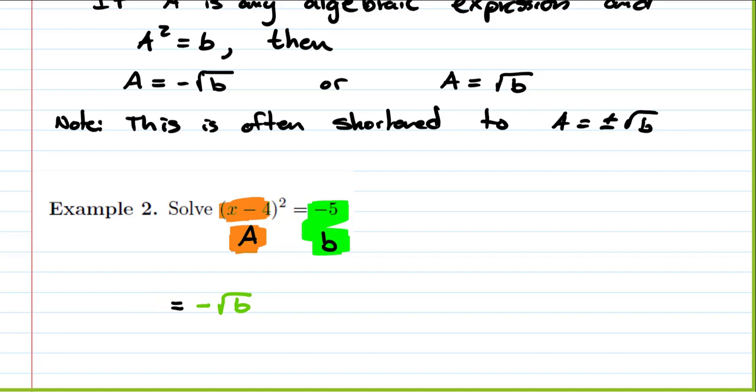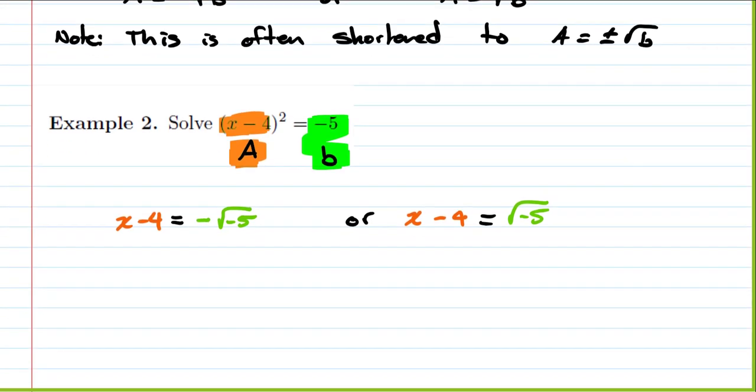Oh, I shouldn't have been writing A. A is x minus 4, so let's put in the right values. And B is the square root of negative 5, or our other equation, we haven't solved yet rather, is x minus 4 is equal to the positive square root of negative 5. So we then need to resolve each of these equations.